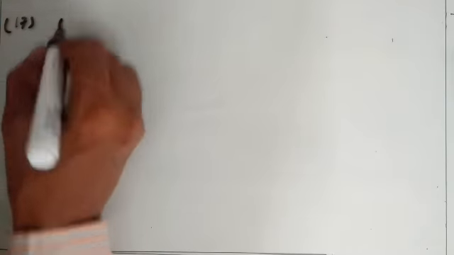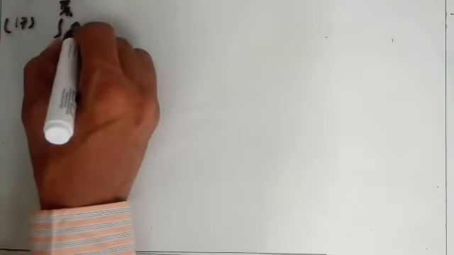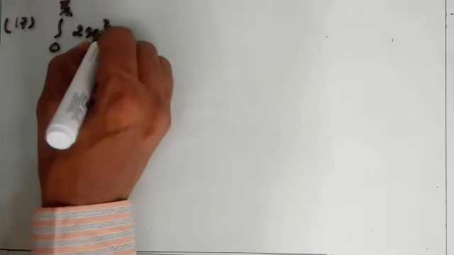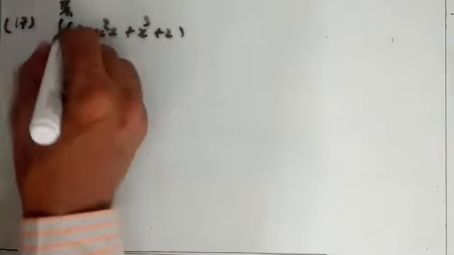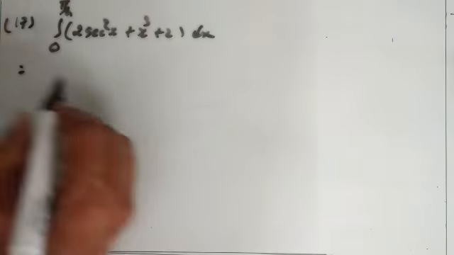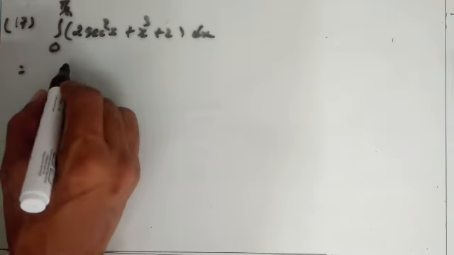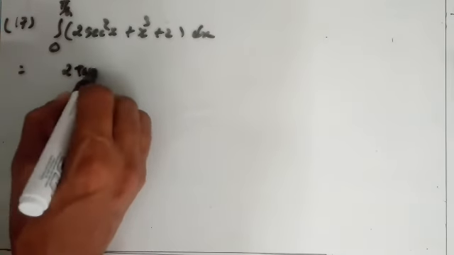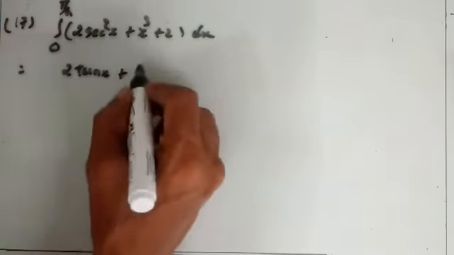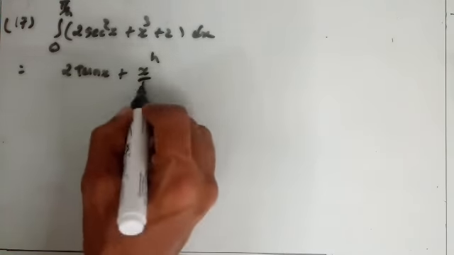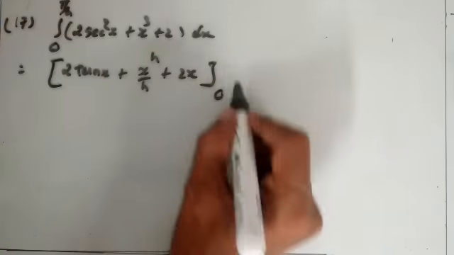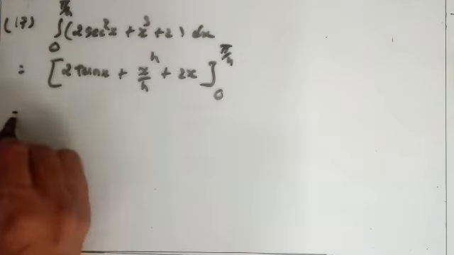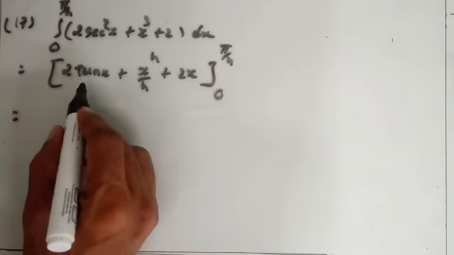Now next question 17. Find the integration from 0 to π/4 of (2 sec²x + x³ + 2) dx. We know that the integration of sec²x is tan x, so 2 tan x plus the integration of x³ is x⁴/4, plus 2x, and apply limit 0 to π/4. So is equal to, now apply f(b) minus f(a).